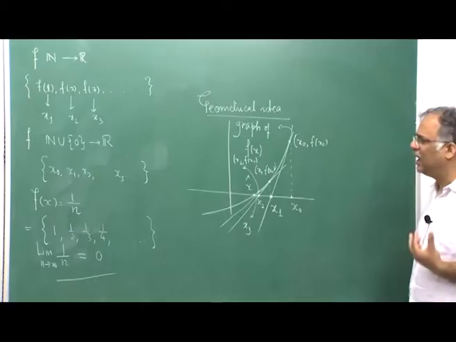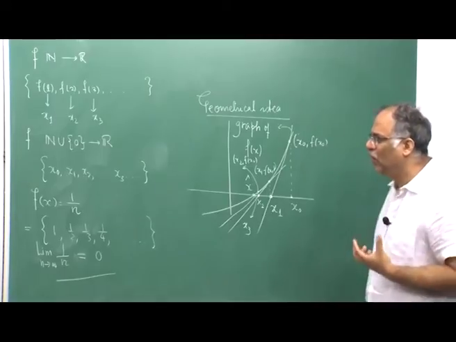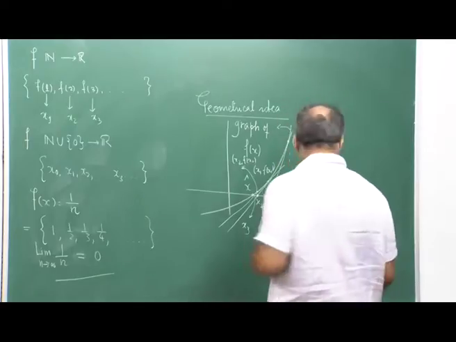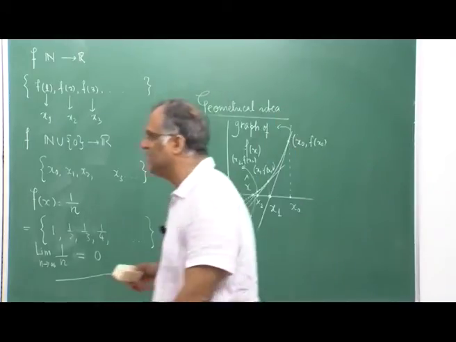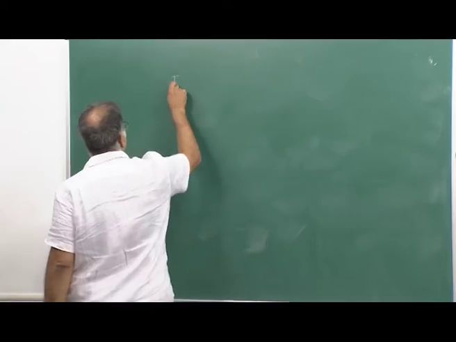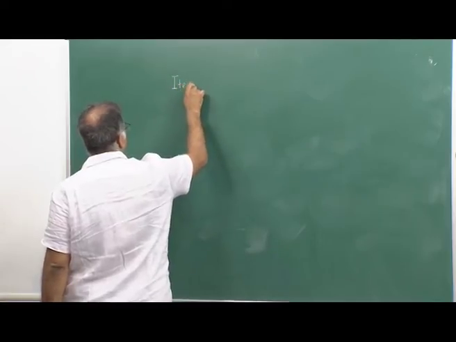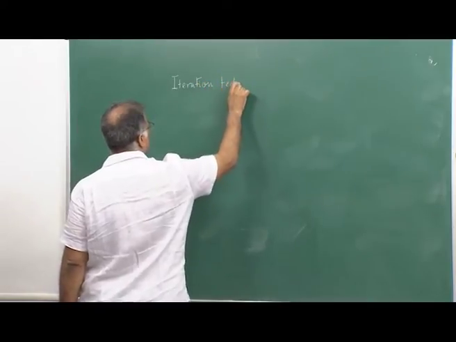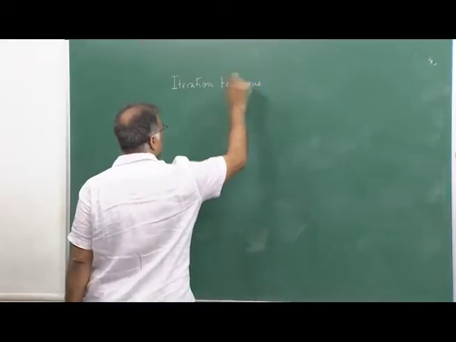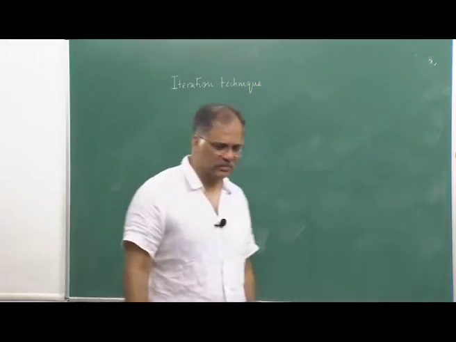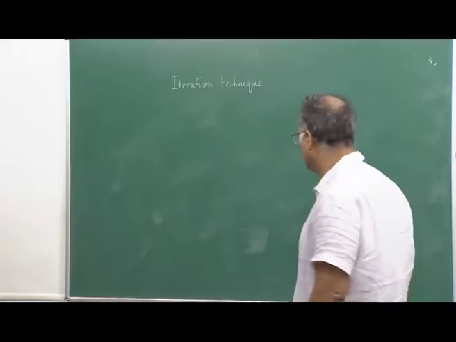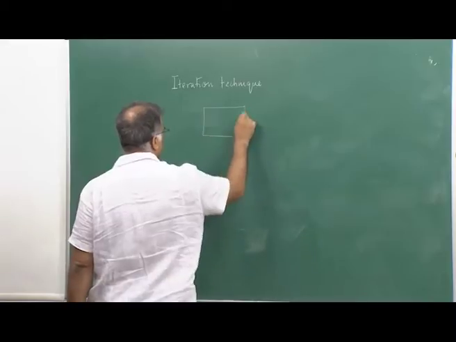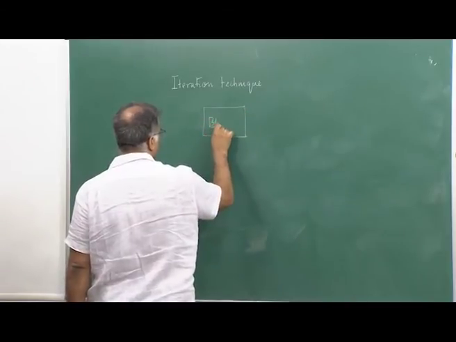So, now I will start explaining to you what is essentially Newton's method. Newton's method is essentially an iterative technique. So, what is an iteration technique? There is some sort of a black box which is an operator where we do some operation on a given point.